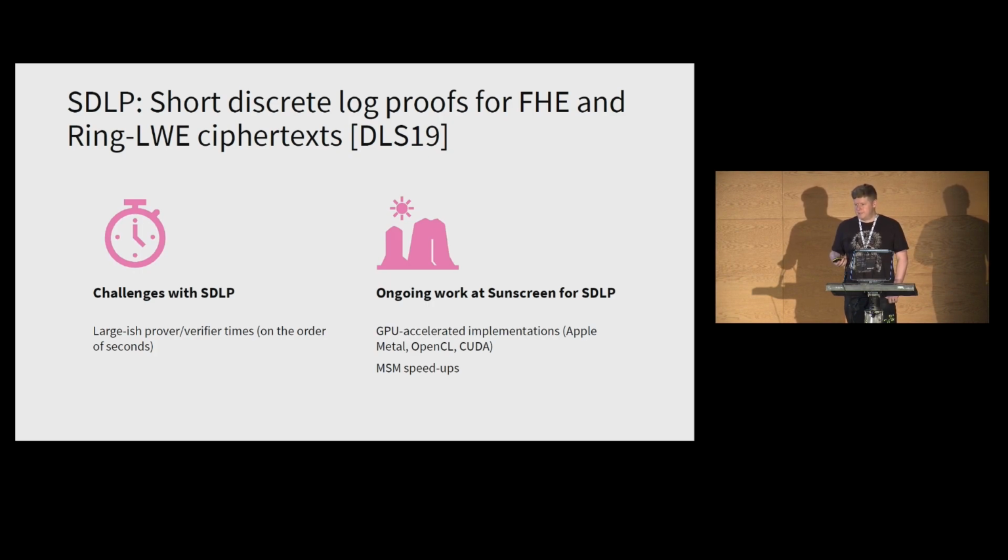The reason for this is the short discrete log proof uses an inner product proof similar to bulletproofs. And so as you show, if you want to prove that more ciphertexts are well formed, or if you want to increase the lattice dimension you're using, or if you want to increase the ciphertext modulus, all of these things will blow up the runtimes of this proof. And so we're currently working on using GPUs to accelerate scalar inversions, scalar multiplications, and multiscalar multiplications. Surprise, surprise, that's a recurring theme. So we're trying to speed all of these things up so that we can get reasonable verifier times.